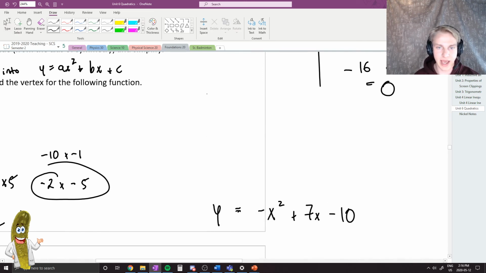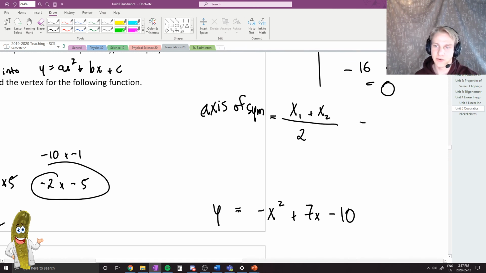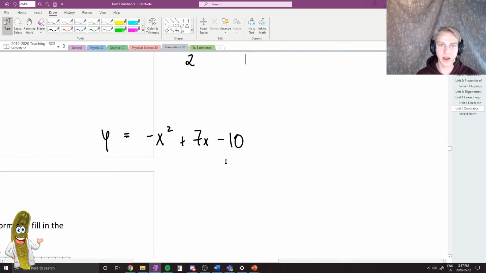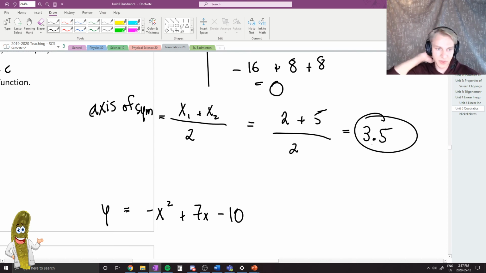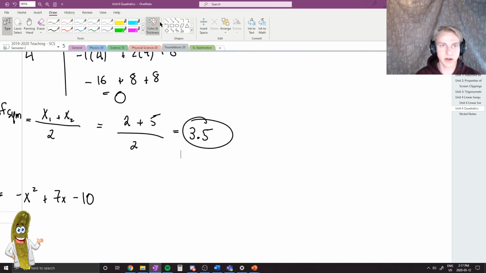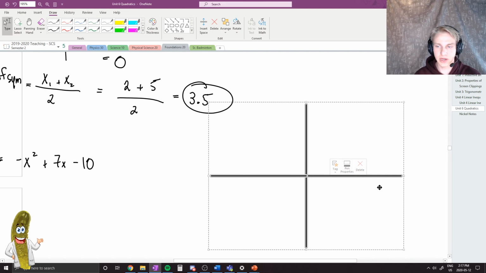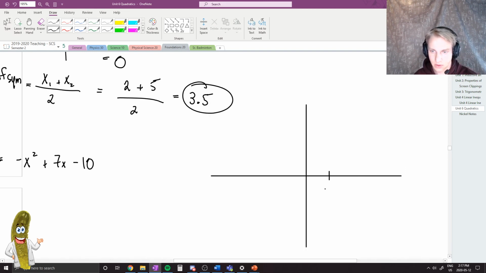If we want to figure out the axis of symmetry, what we will do is take x1 plus x2 and divide that by 2. And in this case, our two values for x were 2 and 5. So x1 is 2, x2 is 5, and we will divide that by 2. And when we do, we'll get an answer of 3.5. And so what that means is we want to plug in 3.5 for our x value, because in our graph, 3.5 would be our axis of symmetry.